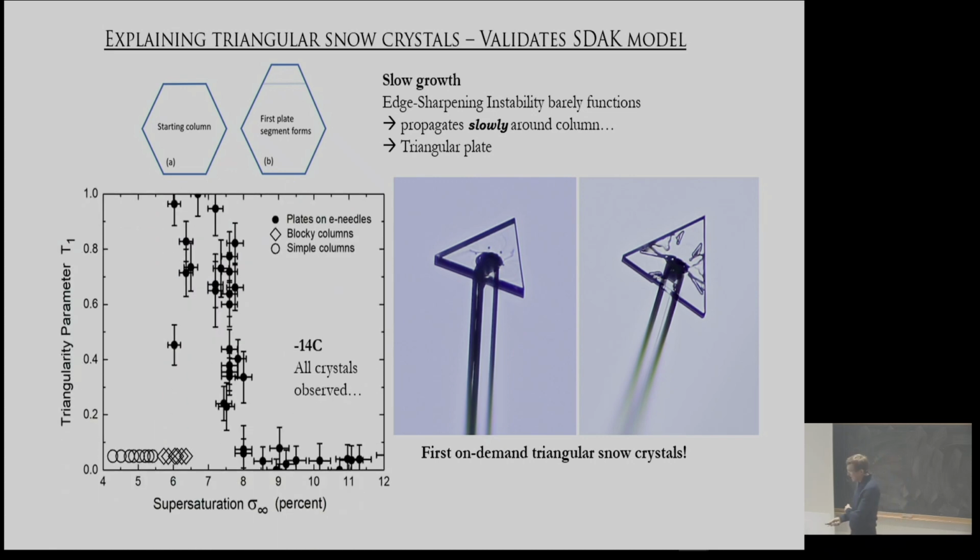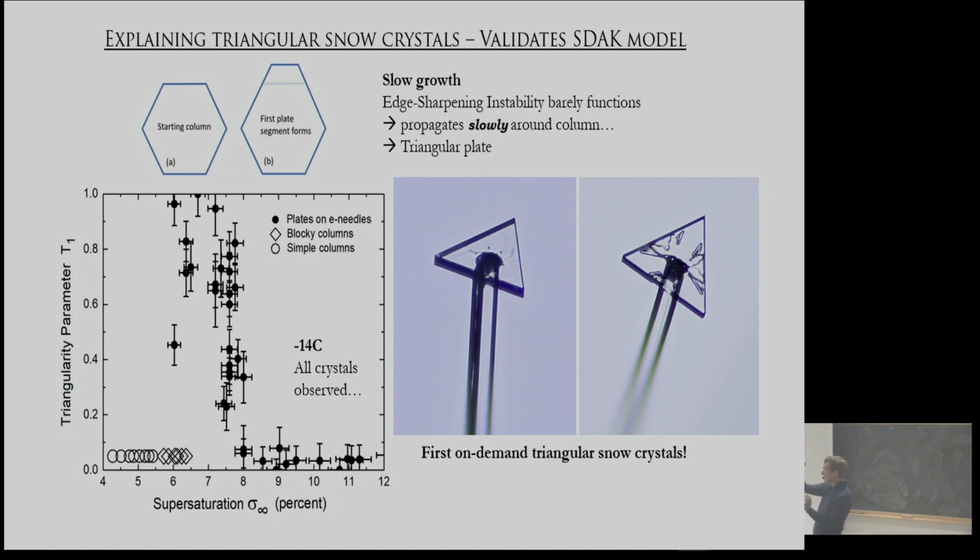So here's some data. Once we had this model, we go to -14, where this instability is the strongest. Here's a run that took a day. We start out at high supersaturation, and we look at every crystal we grow. We grow a bunch of needles, take pictures of all of them, and measure a triangularity parameter that is how close it is to an equilateral triangle. At first, they're all hexagons, because they're all fast growing. Then as you go down and down, all of a sudden, they start to be triangular. A middle triangularity parameter just means a truncated triangle.